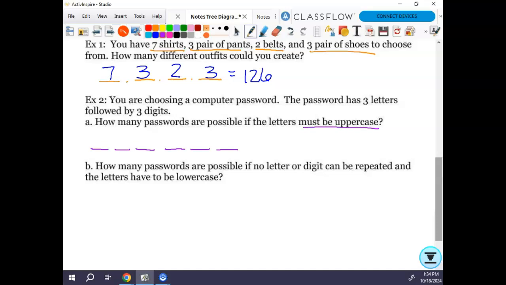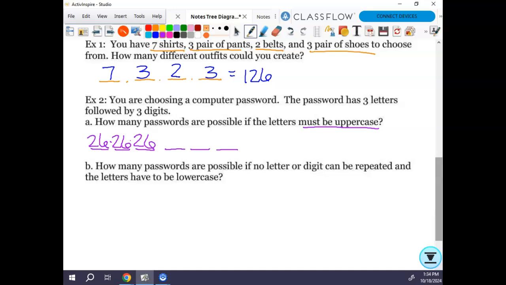If this is the English alphabet, how many letters are in the alphabet? 26. Good. Nobody had to count on their fingers. Now, it doesn't say you can't repeat them, so you absolutely can repeat them. If it said you cannot repeat the letters, what number would I put here? 25. But it doesn't say that, so this could be 26 again. And then 26 again. There are my 3 different letters, or 3 of the same letters, doesn't matter.